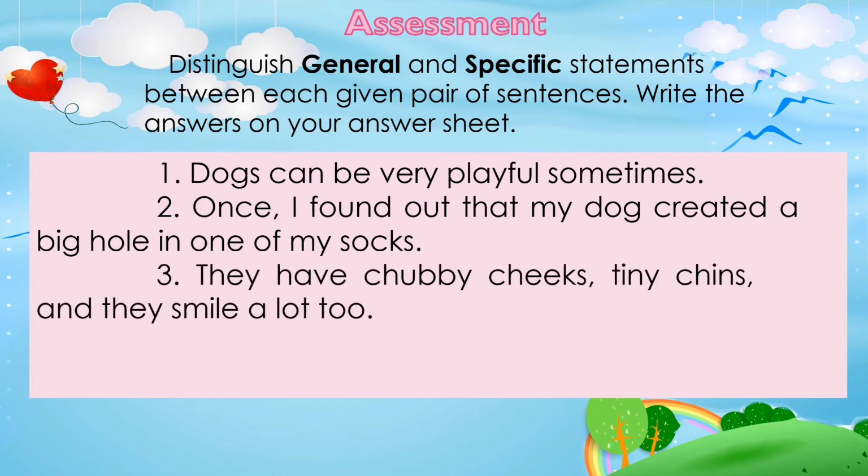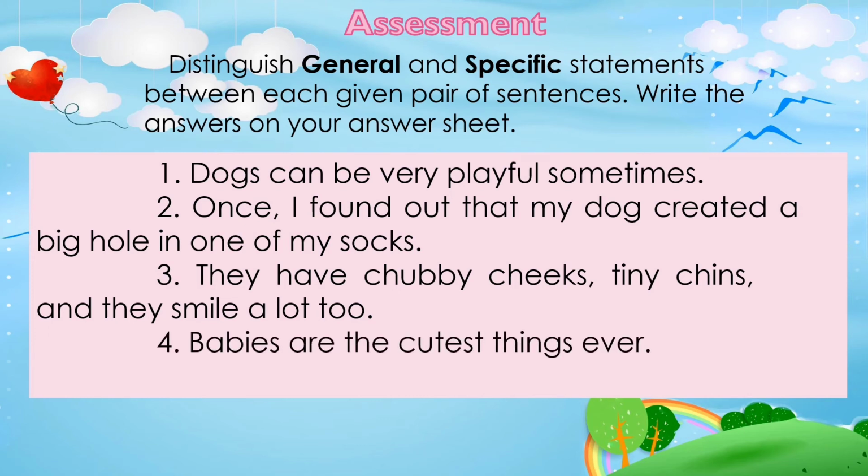Number 3. They have chubby cheeks, tiny chins, and they smile a lot too. Write your answer. Number 4. Babies are the cutest thing ever. Write your answer. And number 5. We learn a lot in school. Write your answer. So, let's see if you are correct.